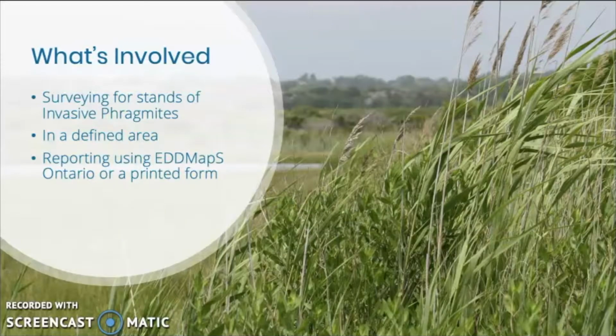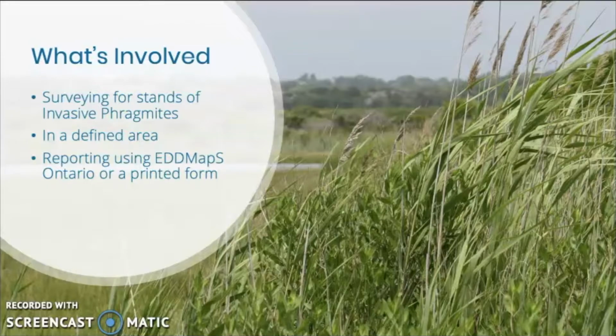So, what is involved in Phragmites surveying? Essentially, it involves driving around looking for stands of invasive Phragmites in a defined area based on where you live. So when you register as a frag fighter with the Land Between, which you might or might not have already done, you indicate where you live and how far you're willing to travel to survey for Phragmites. And based on that information, we then assign you a survey area. And we do this just to ensure that as much of the Land Between is surveyed as possible.